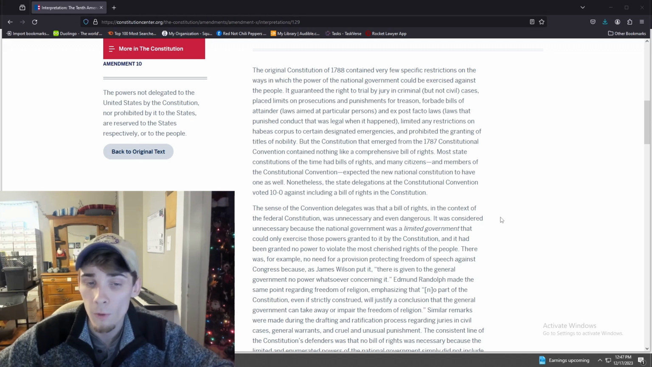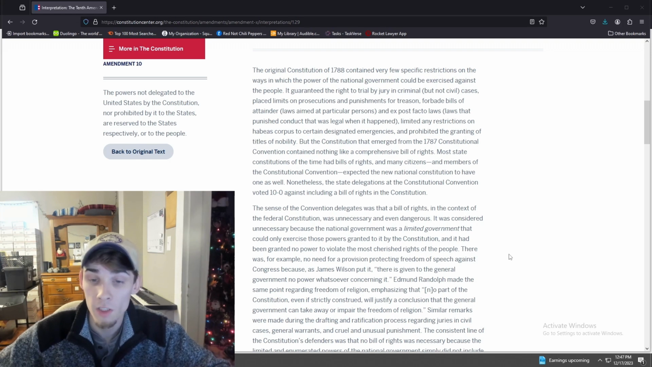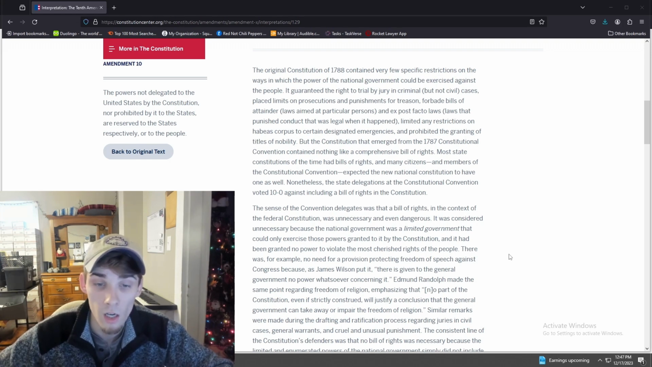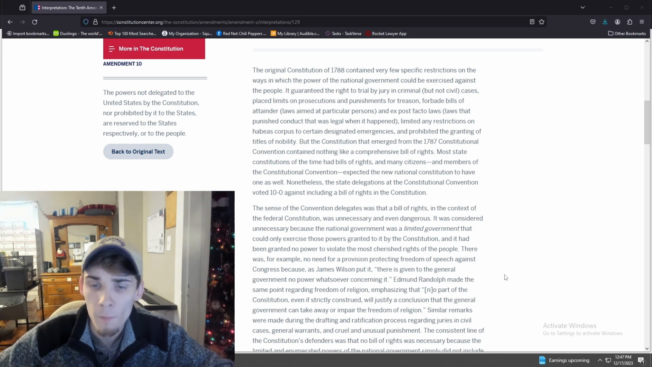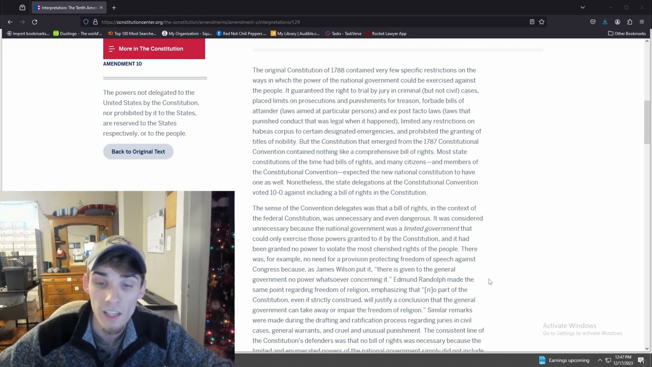rights of the people. There was, for example, no need for a provision protecting freedom of speech against Congress because, as James Wilson put it, there is given to the general government no power whatsoever concerning it. Edmund Randolph made the same point regarding freedom of religion, emphasizing that no part of the Constitution, even if strictly construed, will justify a conclusion that the general government can take away or impair the freedom of religion.